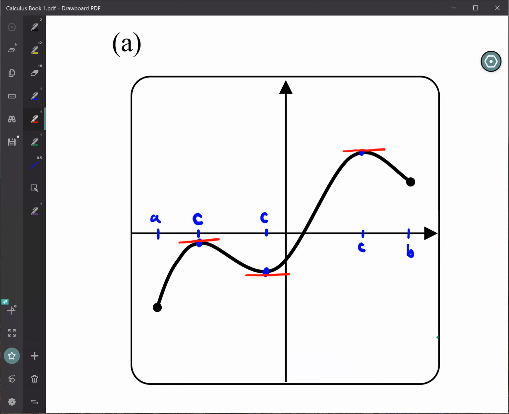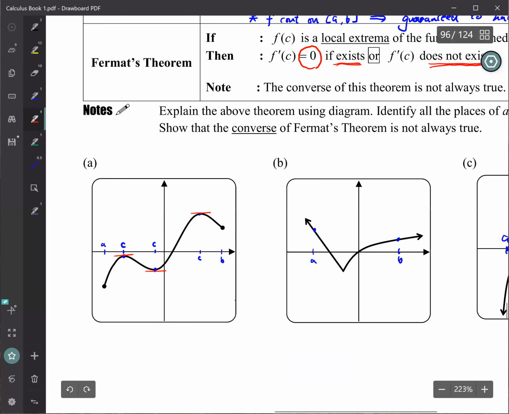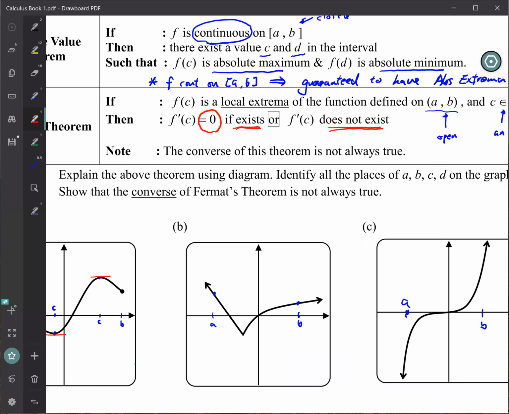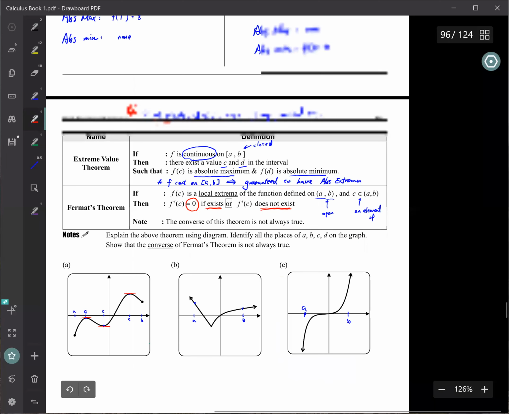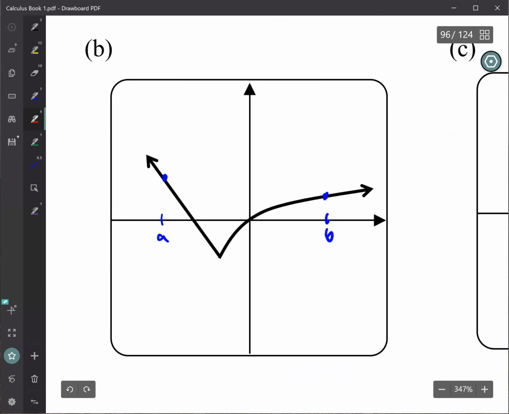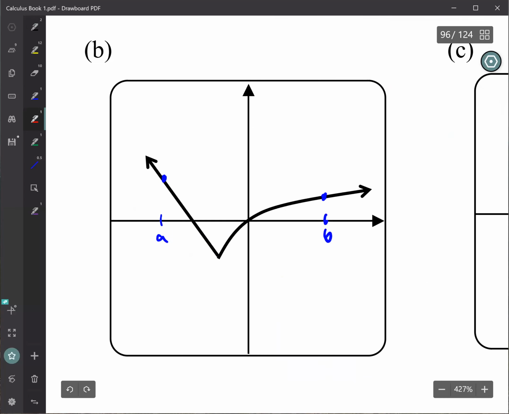Okay. The second part is saying that if it's local, the slope could also not exist. So over here, is there any local max or min? Joan, do we have a local max or min here? Do you want me to draw or just say? Yeah, you can draw it out.